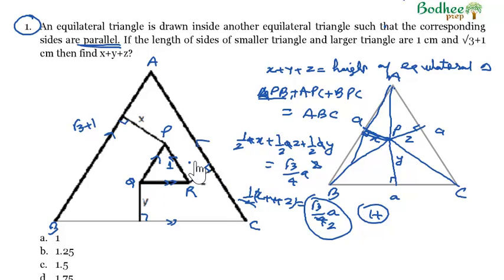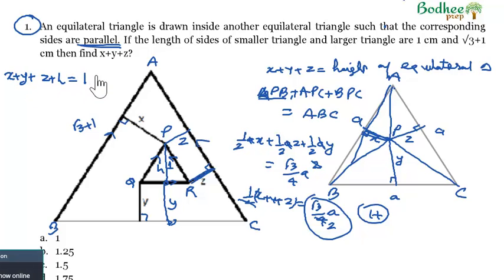Clear? Now, coming back to the question, I can assume that this length Z can be shifted to this point. This will again retain the same height. This Y can be shifted to the midpoint of here. And if I add the height of the smaller equilateral triangle, let it be h, and find the value of x plus y plus z plus h, it will be the height of the larger equilateral triangle. Clear? So we just have to substitute the values.